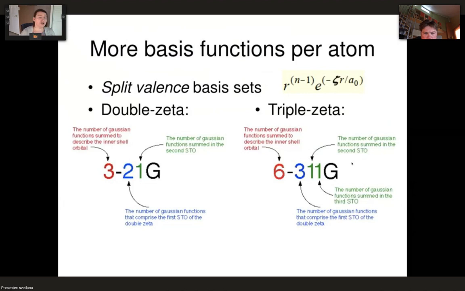And for each of these STO, you use a different number of Gaussians. In one case, we discussed 2 and 1. For the other case, 3 is used for the Gaussian functions for the first STO, right? Kind of the same as in the previous double zeta. Before it was 2, now it's 3, it's increased. Then you have 1 for the function in the second STO, and then 1 Gaussian you use for the next part in the third STO. So your basis set 6311G, of course, is much bigger now than 321G.